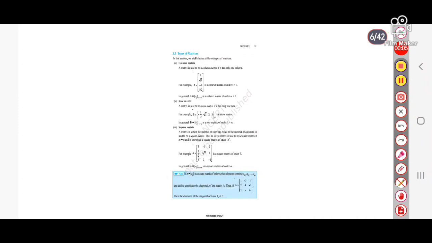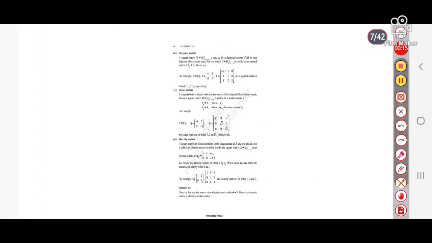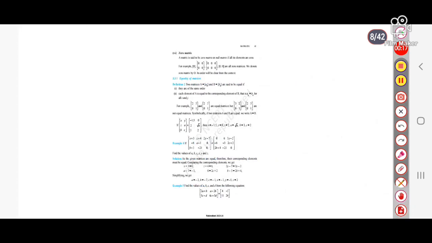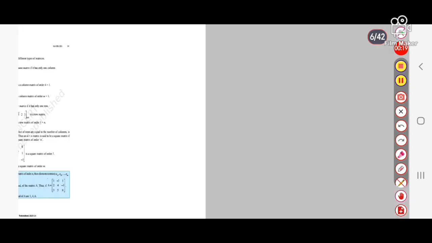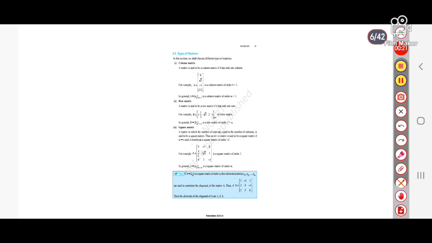Now we are going to see the continuation of the lesson matrices, class 12. Our next topic in accordance is types of matrices. There are totally 7 types of matrices present, which we will discuss one by one, right?